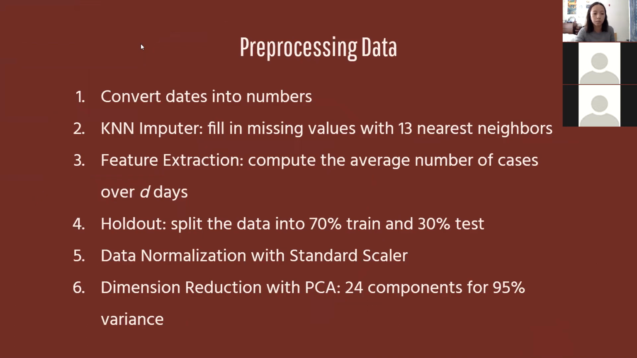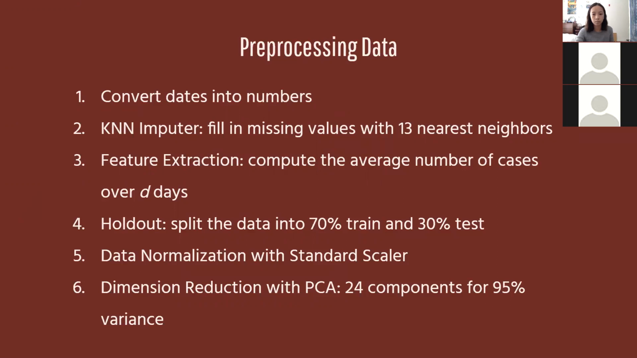So when pre-processing our data, we first converted dates into number values, which correspond to the days between March 1st and July 13th of this year. A challenge that we faced was that we had missing values in our demographic and mobility files. So we used the k nearest neighbors imputer to fill in the missing values, and we used 13 nearest neighbors for k.